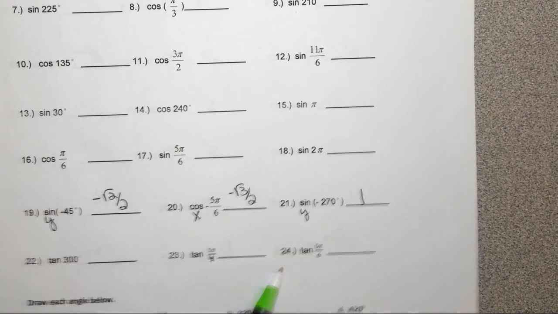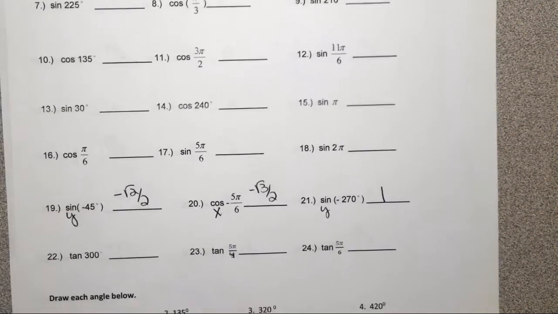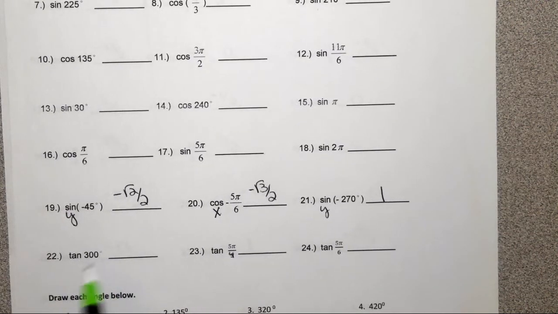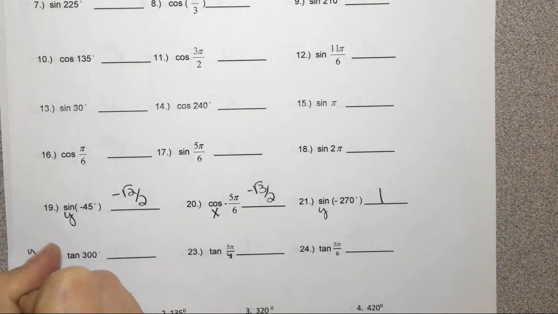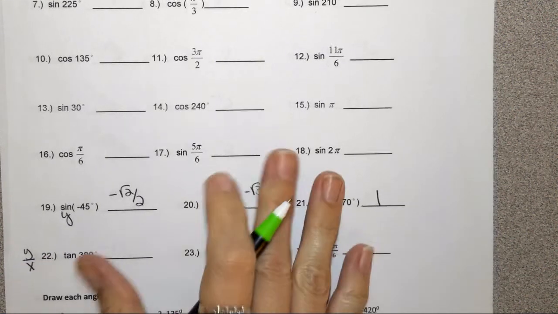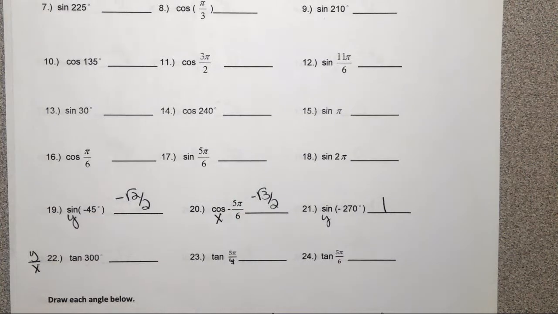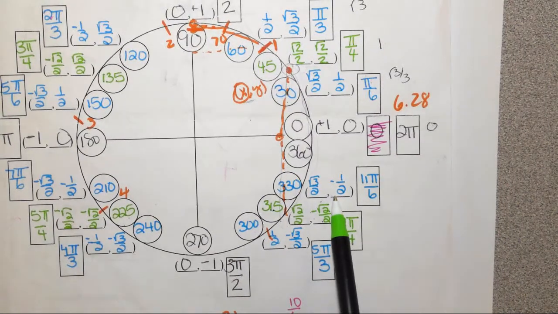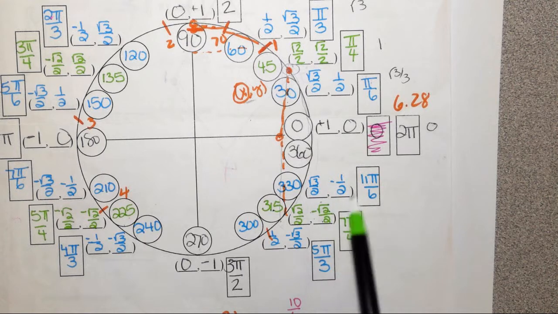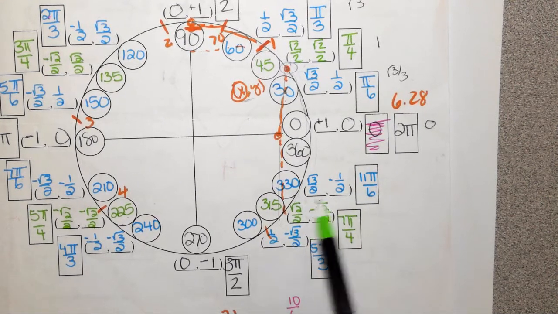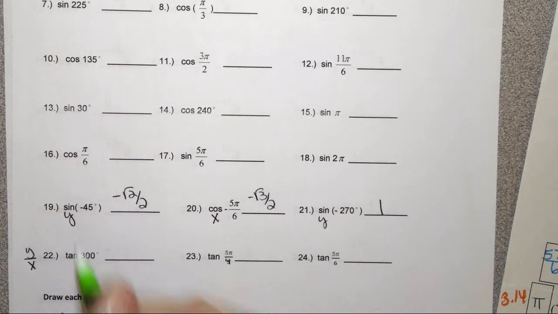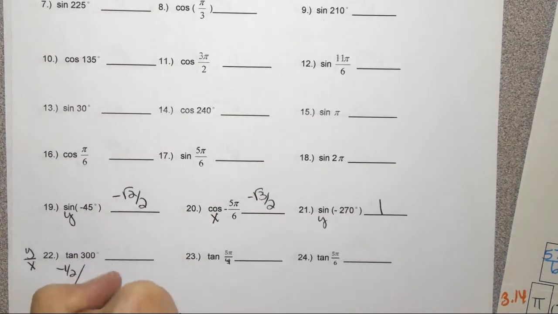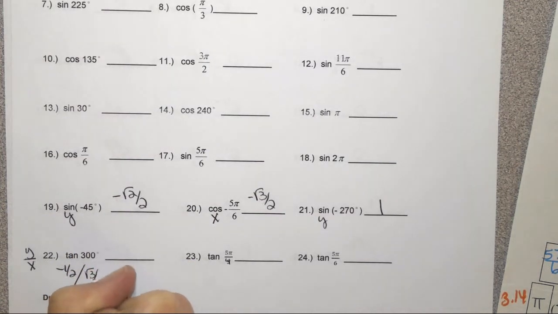22 through 24 are all asking me for my tangents. So I have to remember when I'm doing these problems down here, your tangent is your y value divided by your x value. So they want me to do tangent of 300 degrees. So I go to my circle. At 300 degrees, my y is negative 1/2 and my x is root 3 over 2. So I have negative 1/2 divided by root 3 over 2.